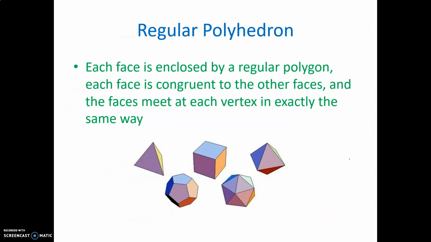Regular polyhedrons. Each face is enclosed by a regular polygon. Each face is congruent to the other faces, and the faces meet at each vertex in exactly the same way. So like for instance, this cube here is made up by congruent four-sided figures called squares, and they all meet at these vertices in the exact same way. This guy over here is made by pentagons. Every one of those is a congruent pentagon. And they all come together to form that polyhedron, and when they meet at the vertex points, they always meet in the same way.